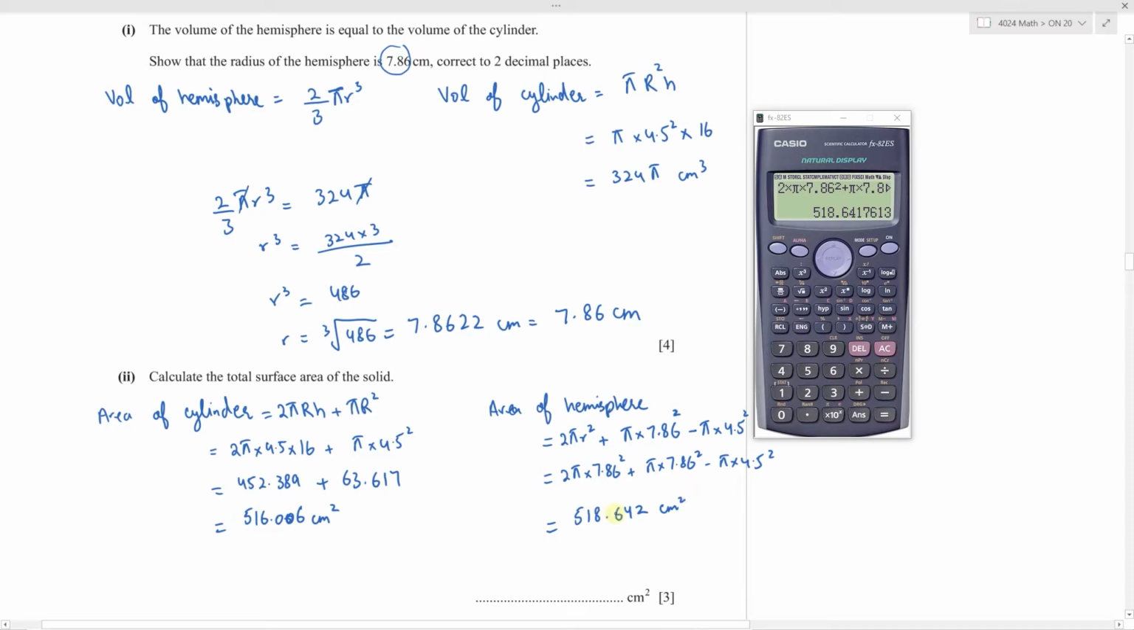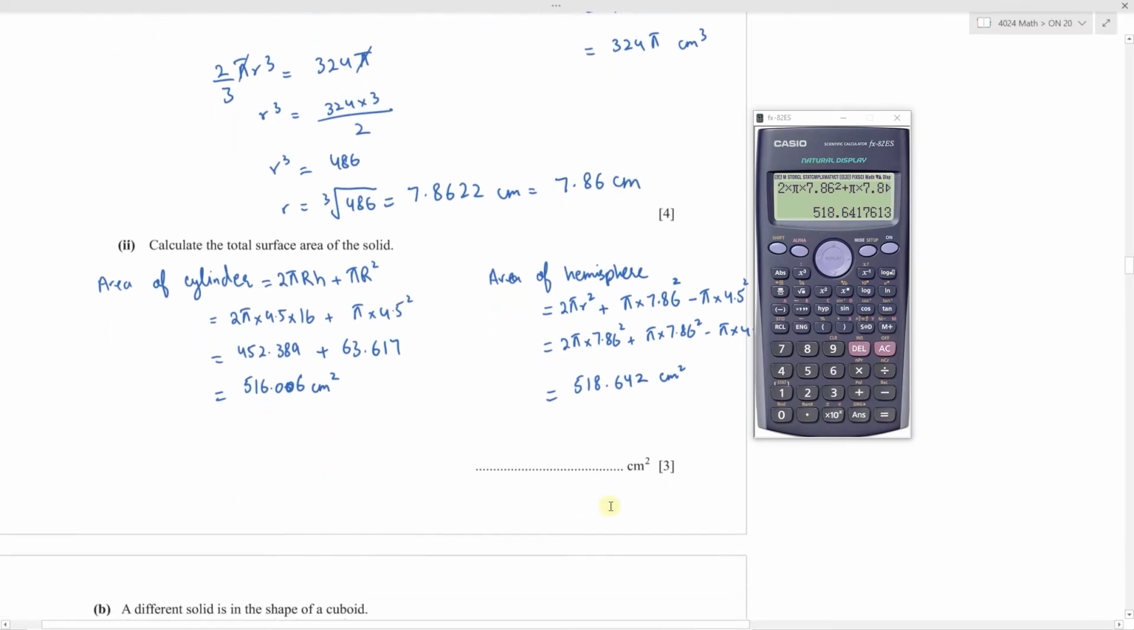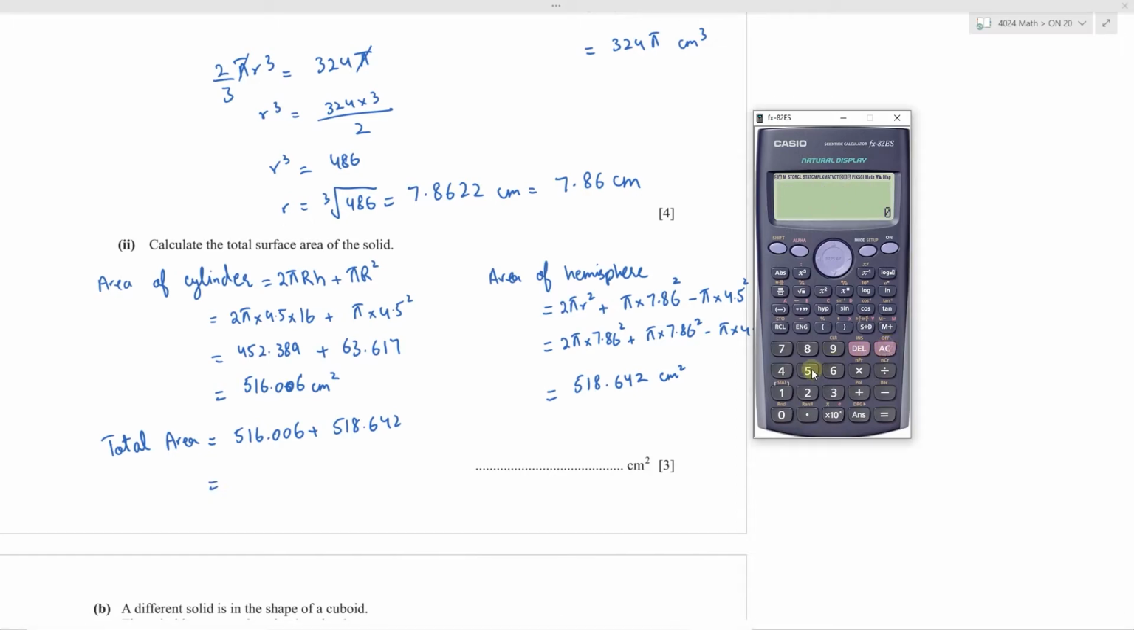So now the total surface area, total area will be the sum of the two. 516.006 plus 518.642. Let's add them. 516.006 plus 518.642 is 1034.648.